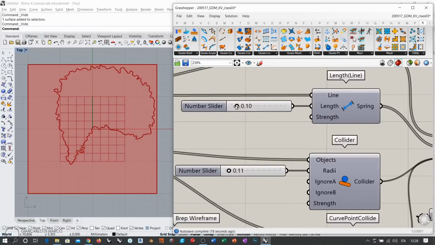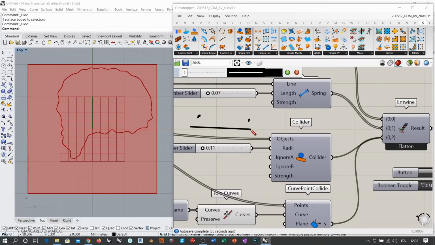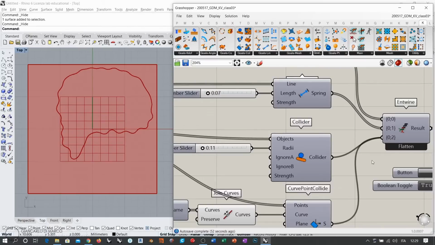So we know that our segments are more or less like this, 0.07. I'm just introducing a small value for the collider. Remember that initially we have one vertex here, another vertex here. The distance is 0.07, and I'm saying that I want a collision radius of 0.11. So this is taking basically this point away by 0.04 units. It's a very small expansion factor.